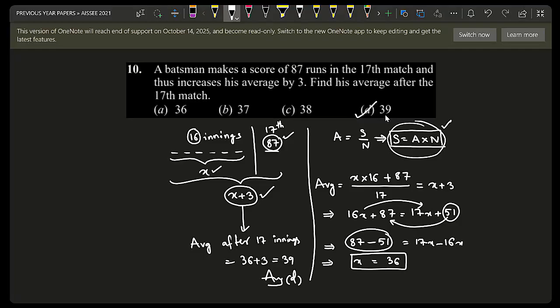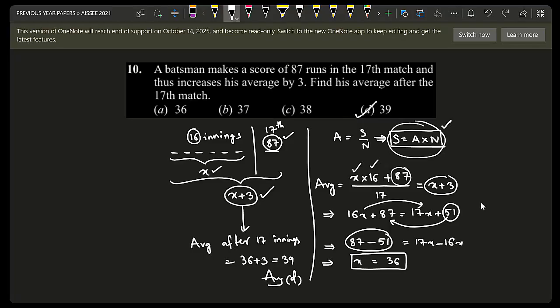In the first 16 innings, the average we called X and the number is 16. If you multiply that, you will get the sum of his scores in the first 16 innings, and the extra 17th innings is 87. So the sum of all the 17 innings scores, if you divide by 17, you'll get the average in the 17 innings. That is X plus 3. Then we have to transpose and get the value of X. Okay? Okay, sir.